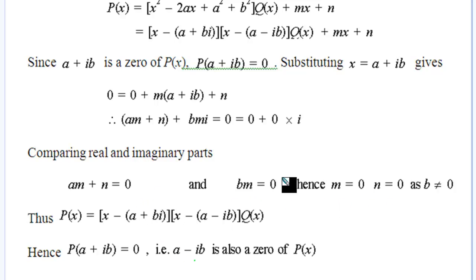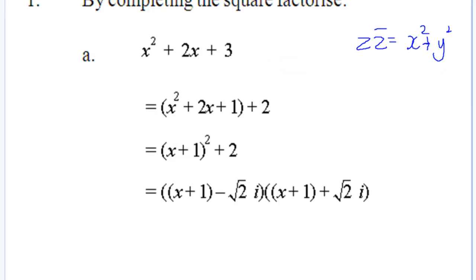So have a look through. It's a little bit complex, but have a look, and you can see how it's going to work. So let's use all these ideas. Complete the square, factorize this function here. So x squared plus 2x plus 3.